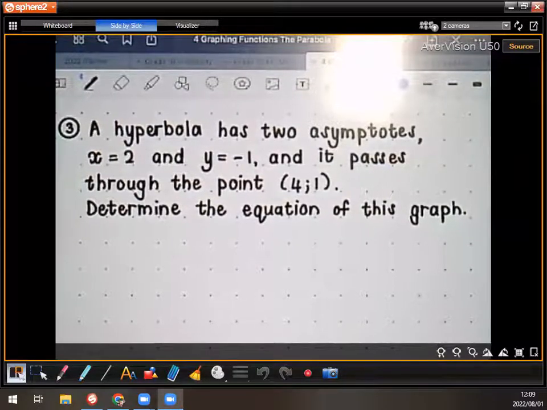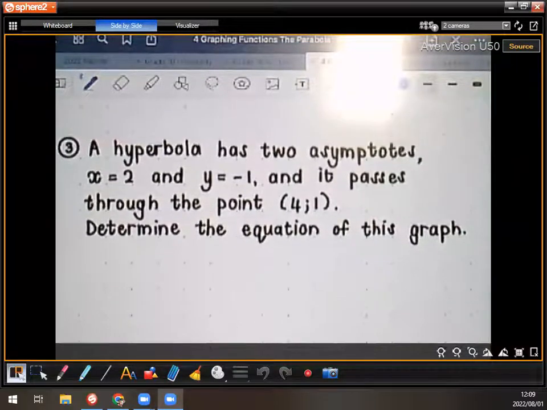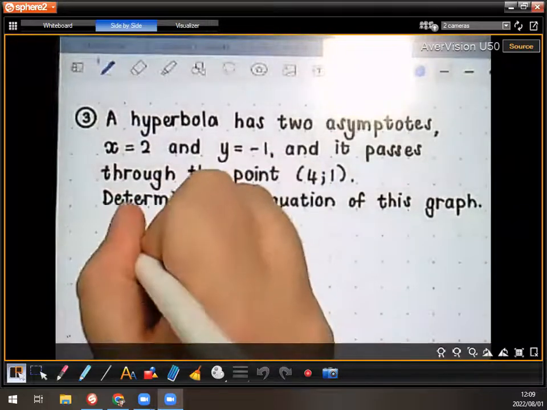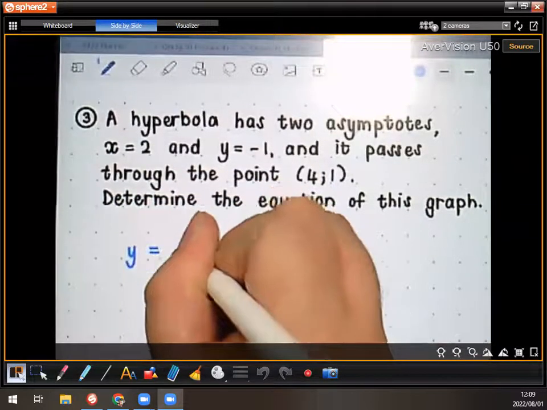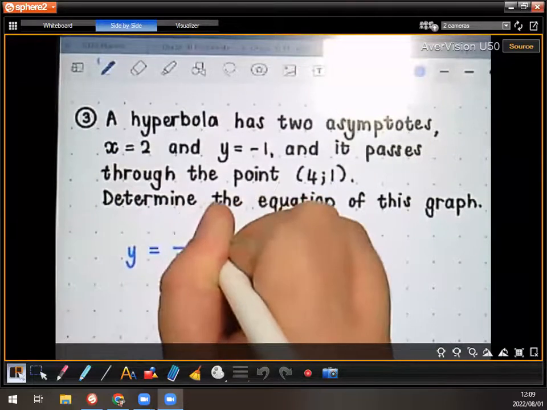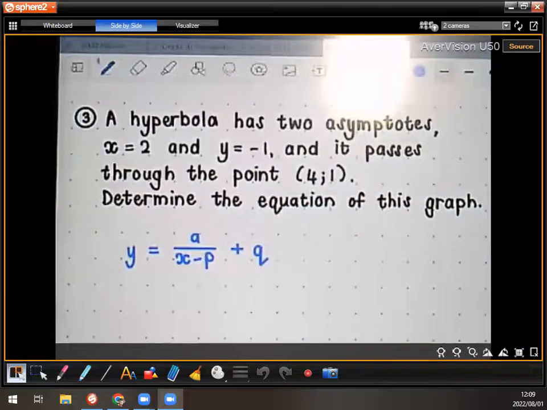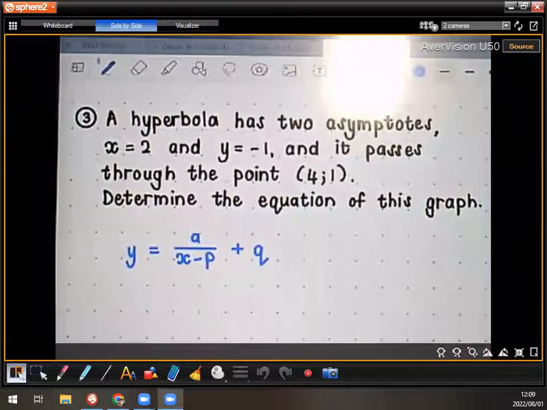Okay, are we ready? Again, they're telling us that it's a hyperbola. Alright, so do we remember the standard form of the hyperbola equation? y equals a over x minus p and then plus q. A hyperbola only has one standard form, so we don't even have to think twice. We know that it will be that.